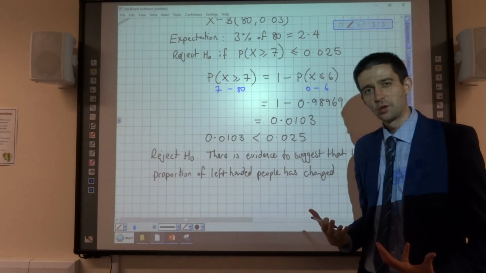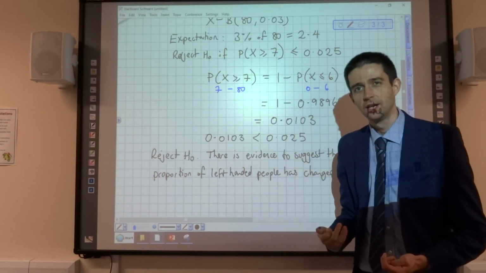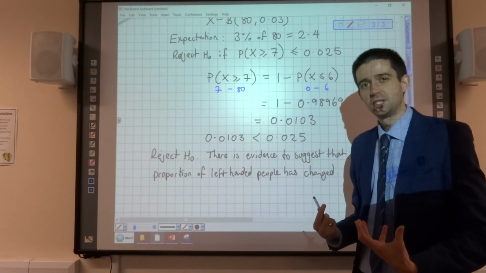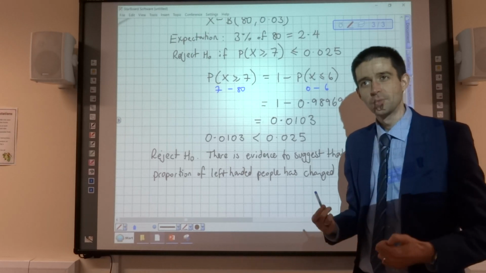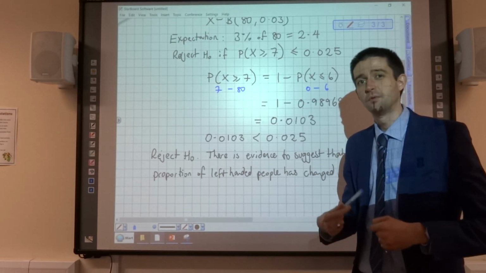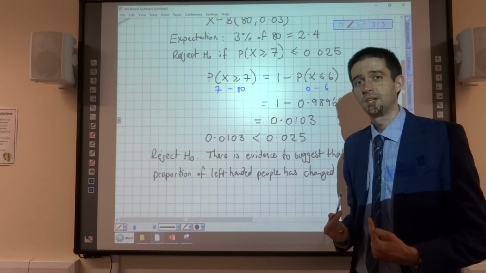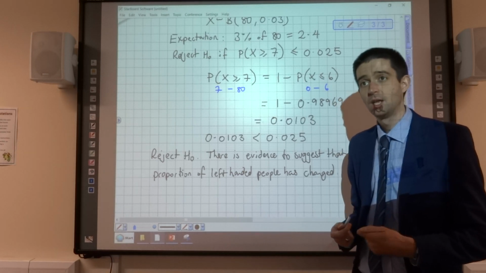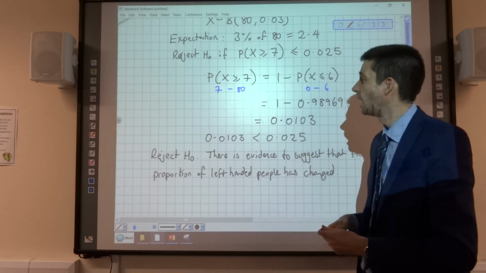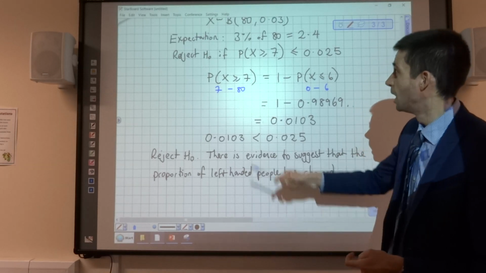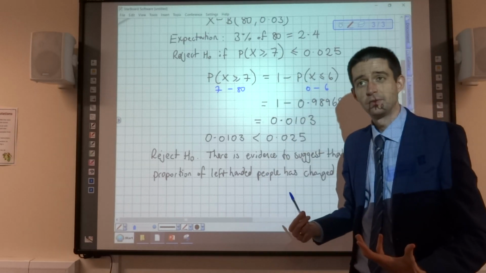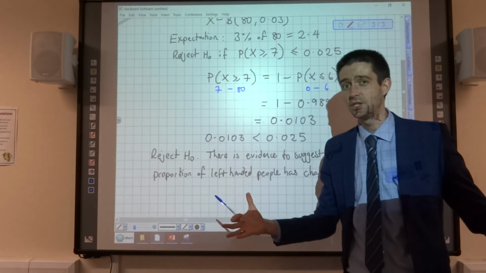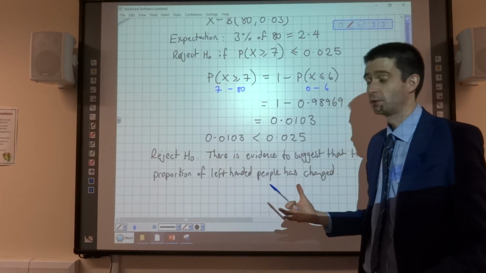Just talking a little bit further about hypothesis testing, you're sometimes asked what the significance level is. Well, the significance level is the chance of incorrectly rejecting your null hypothesis. So it could well be that in this example, I've got this result of 7 out of a sample of 80, but actually for the whole population, the probability is still 0.03.